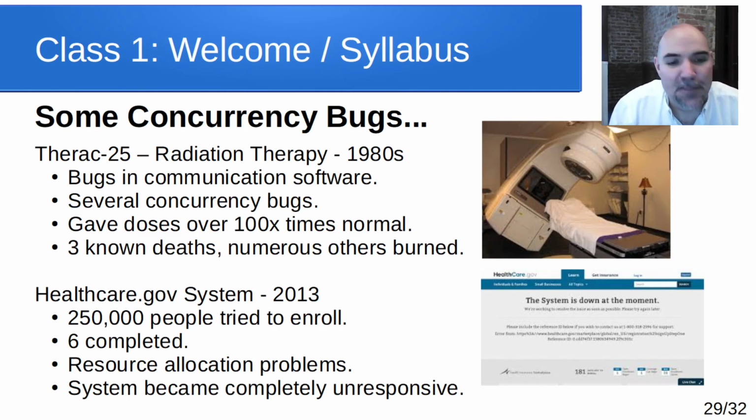They rolled that out. They said, hey, on this date, everybody can enroll for the government healthcare exchanges, which were part of the Affordable Care Act. And they rolled it out. Well, 250,000 people tried to enroll. On that first day that it was available, 6 people actually completed their enrollment. And that was a resource allocation problem where they had done testing on individual things, but not on a system under load with a lot of people accessing at one time. Again, concurrently accessing the system caused the system to crash and go into an unstable state and become completely unresponsive.